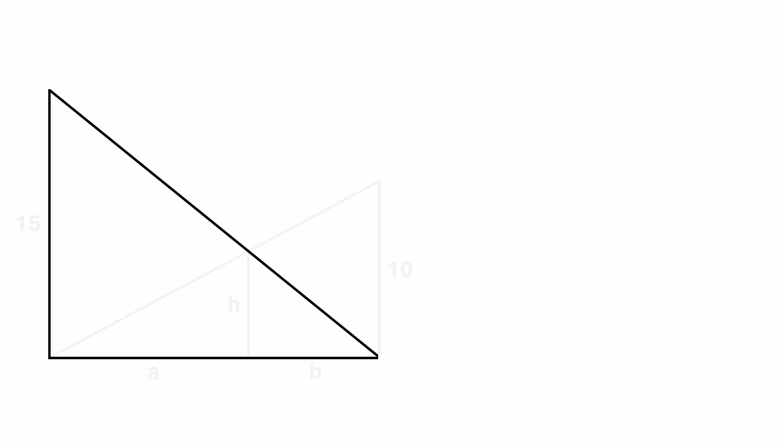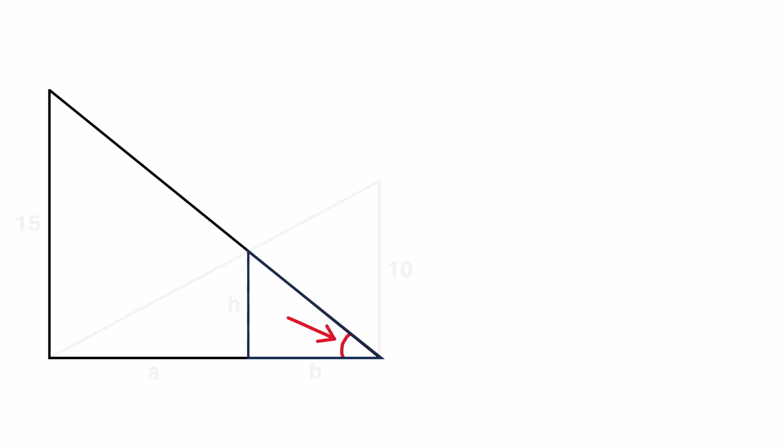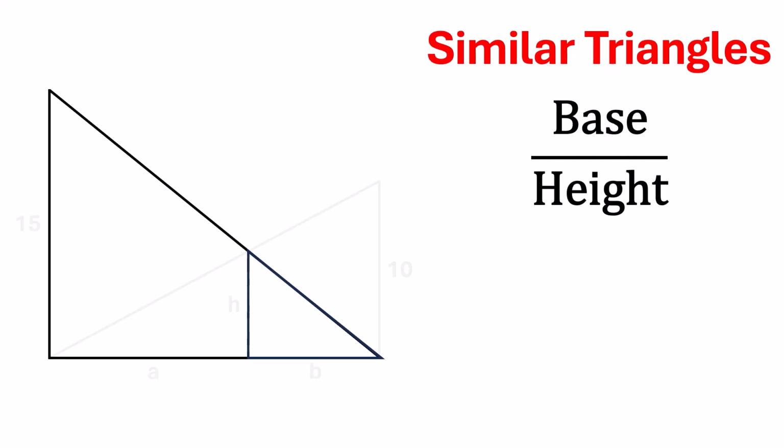Now, look at this larger triangle and the smaller one. Both triangles share this angle, and both are right-angled triangles. So, by the angle-angle similarity criterion, these two triangles are similar. That means the ratio of base to height in both triangles will be equal.